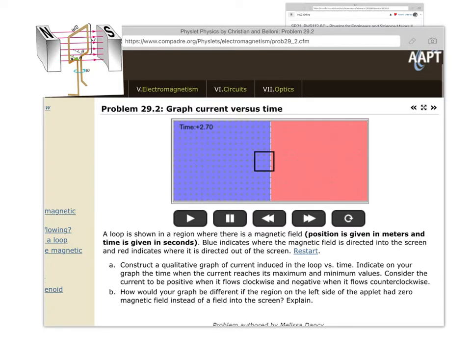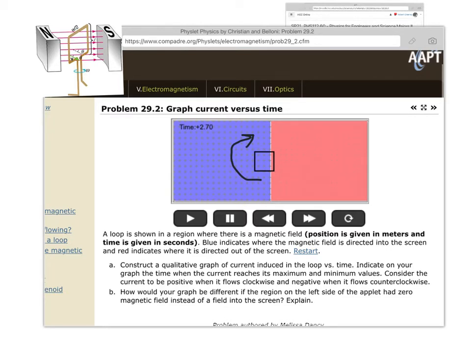Whoops, I forgot, Lenz's law. So you're losing flux into the page, right? You're losing this, so you're going to try and replace that flux that you're losing on the one side. And so the flux that you're losing, if you try and replace it using right-hand rule number 3, would be a current in this direction.